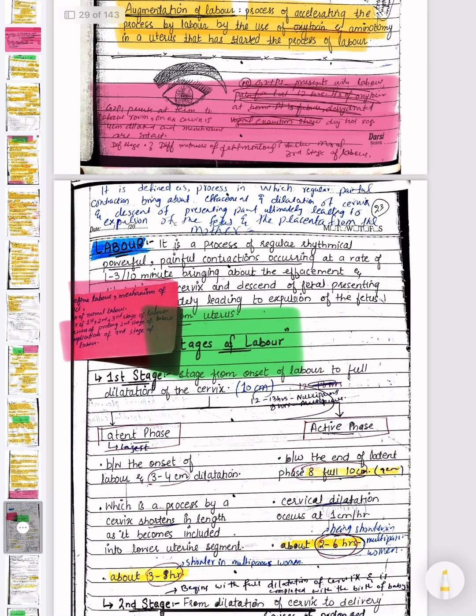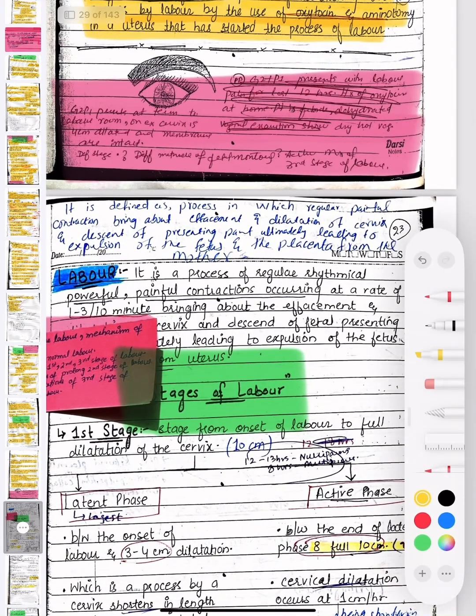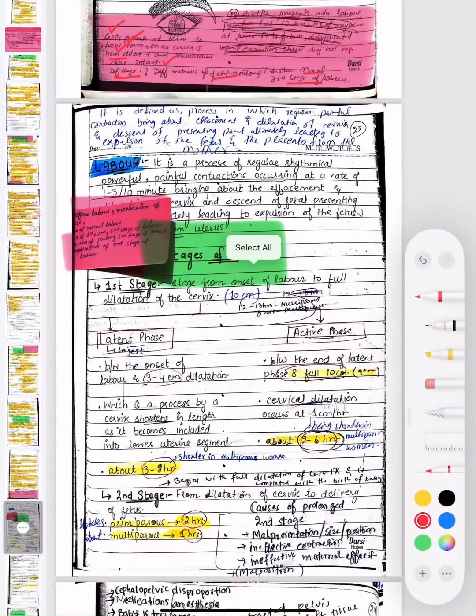Now we have a scenario of labor: a G2P1 presents at term to the labor room. On examination, the cervix is 4 cm dilated and membranes are intact. The questions ask about the different stages of labor, the different methods of fetal monitoring, and the active management of the third stage of labor. So this is the scenario in which the definition of labor, the stages of labor, the methods of fetal monitoring, and active management are asked. So let's start with the definition of labor.